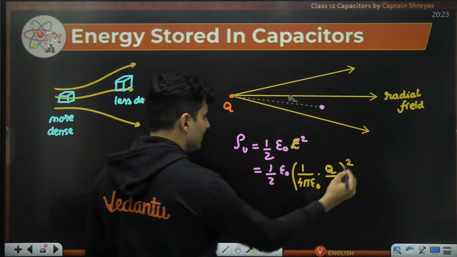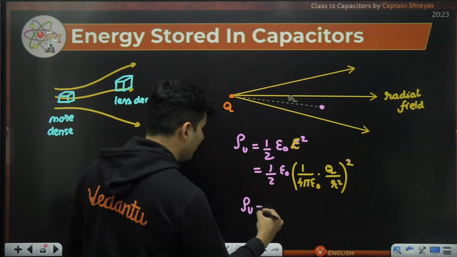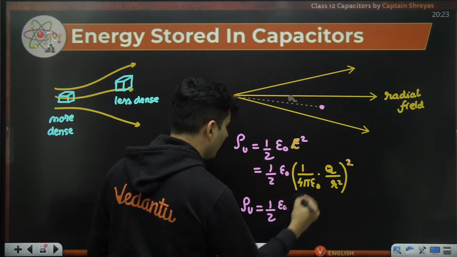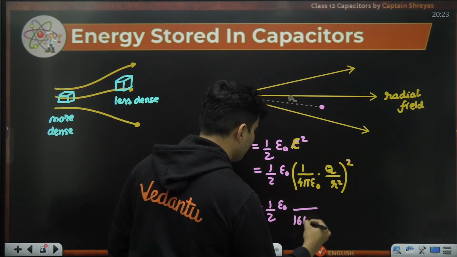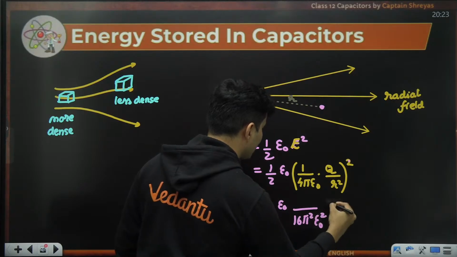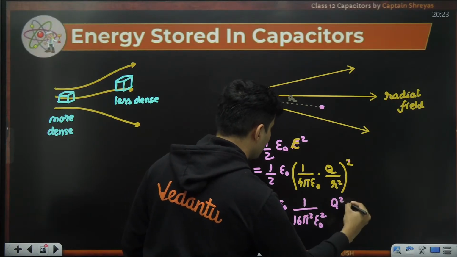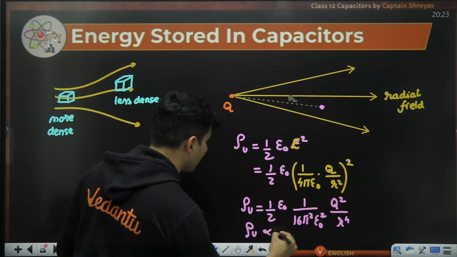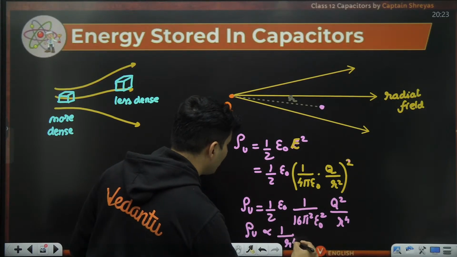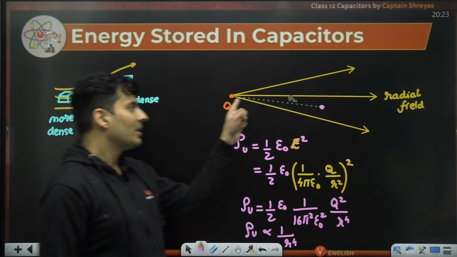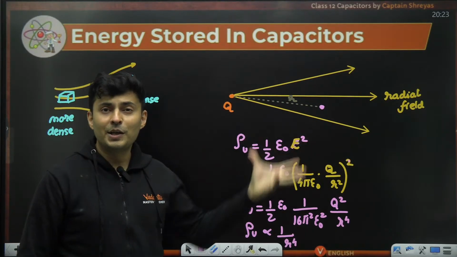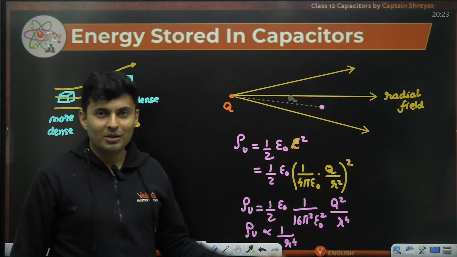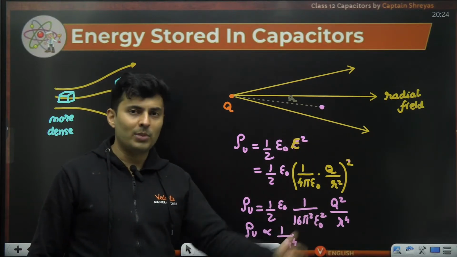So the energy density will become half epsilon naught, and here you will have 16 pi square epsilon naught square, and here you will have q square, and this will be r raised to 4. Best part is the energy density is inversely proportional to r to the power 4. So as you are going away, the density of energy is inversely related to the 4th power of the distance, very rapidly decreasing.